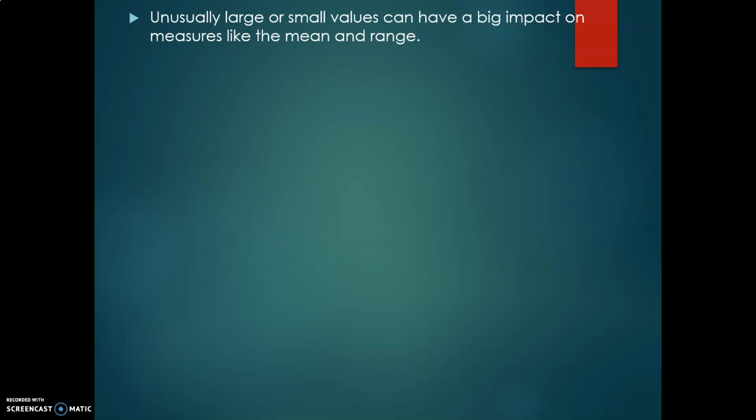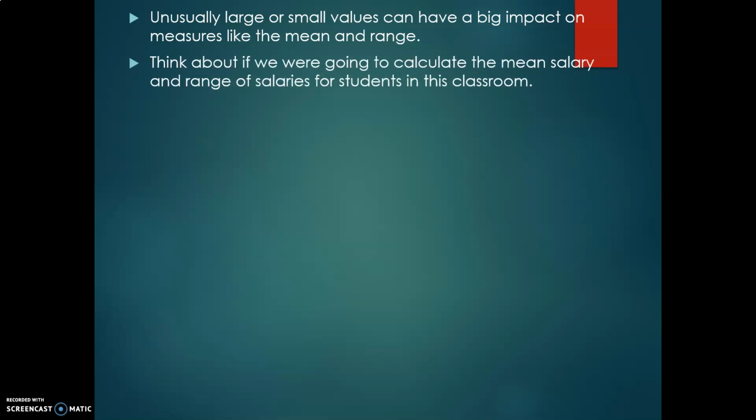So we left off last time very briefly addressing the idea of how large or small values can have a big impact on our mean and range. One way to think about that: if we were to think about the mean salary of a high school class, let's take my normal classroom in Rockford, and say we were to figure out what the average salary was and then what the range of the salaries of the students was. For the most part, they'd be relatively close. The mean would be a relatively reasonable number.